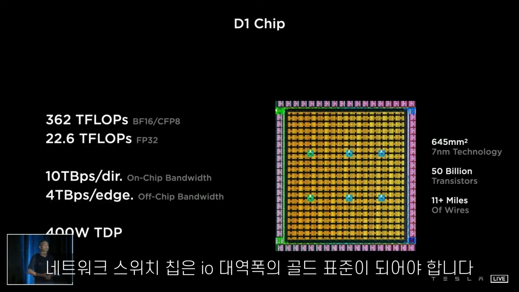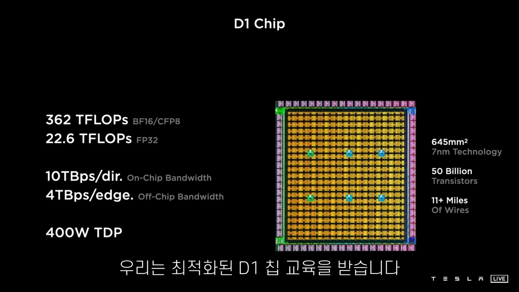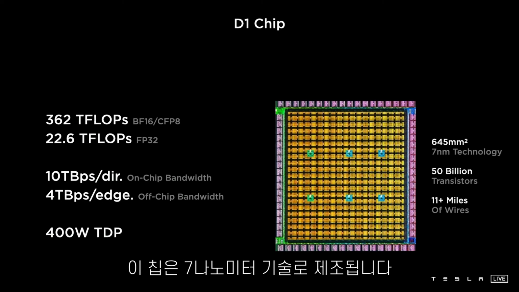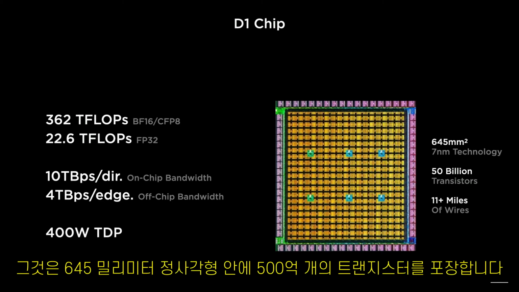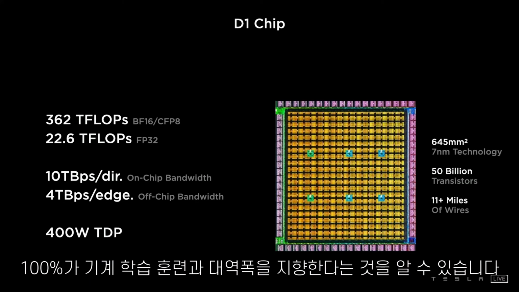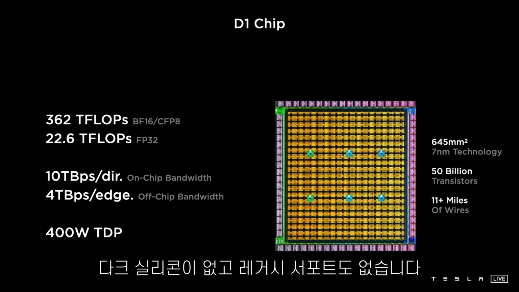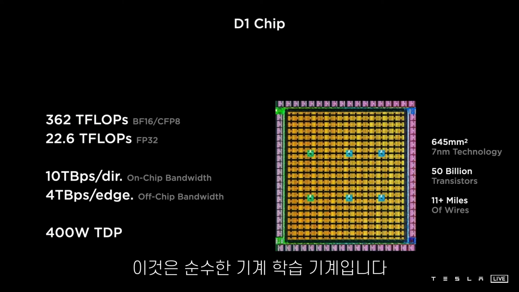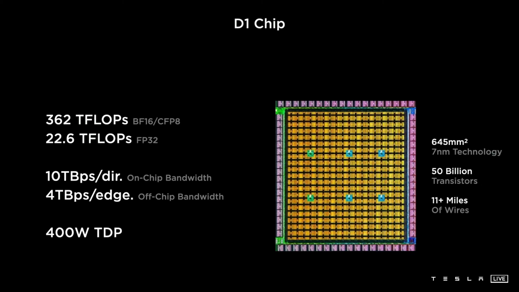If we put all of it together, we get training optimized chip, our D1 chip. This chip is manufactured in 7 nanometer technology. It packs 50 billion transistors in a miserly 645 millimeter square. One thing you'll notice, 100% of the area out here is going towards machine learning training and bandwidth. There is no dark silicon. There is no legacy support. This is a pure machine learning machine.